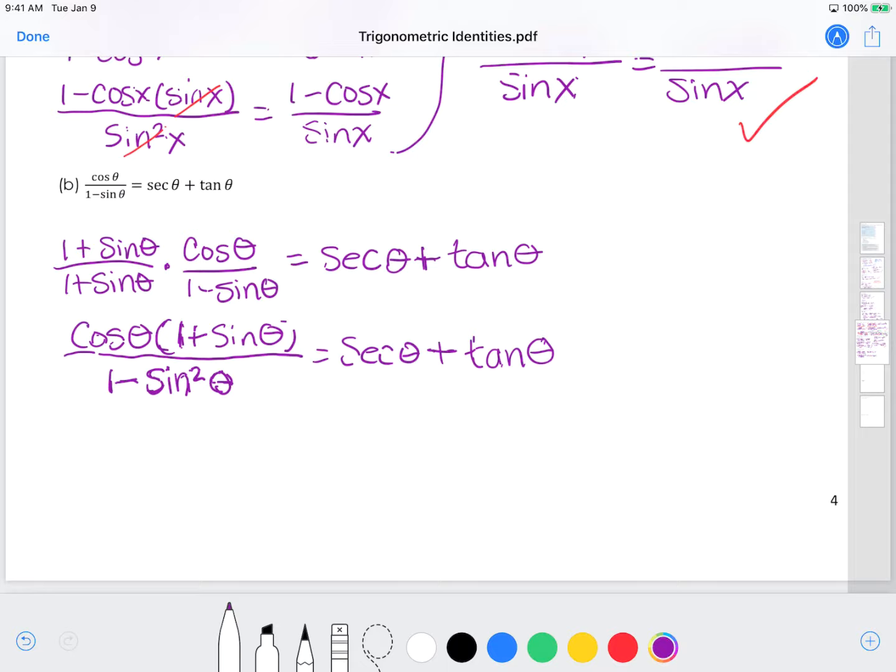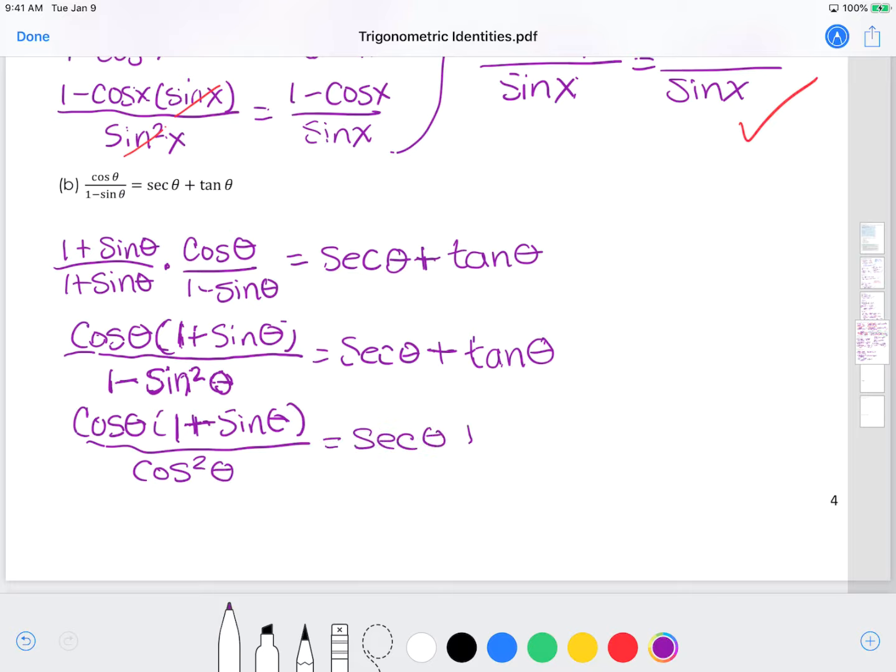Well, 1 minus sine squared theta is equal to cosine squared theta. So I have cosine theta times 1 plus sine theta, and that's all over cosine squared theta. Now, I can get rid of one of the cosines. And so I'm left with 1 plus sine theta over cosine theta.